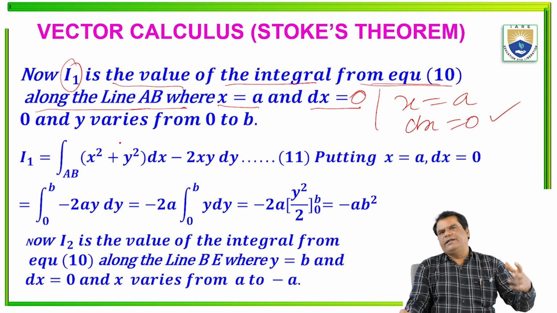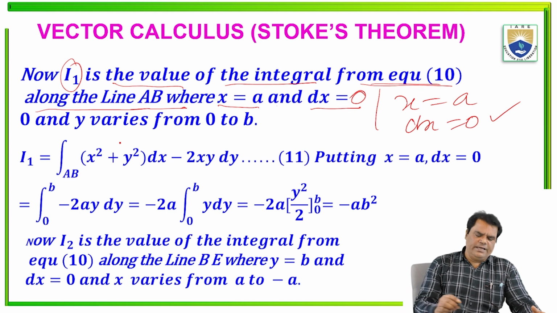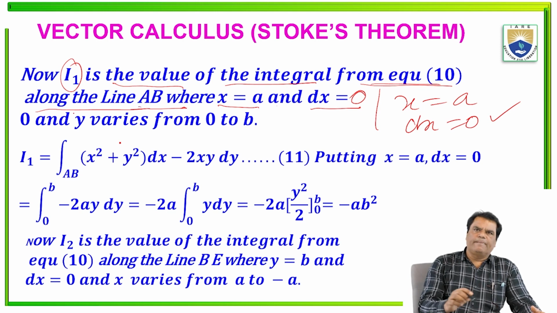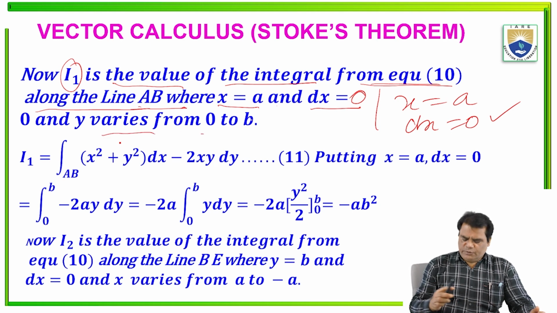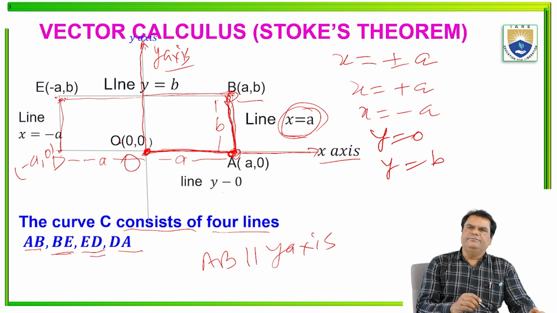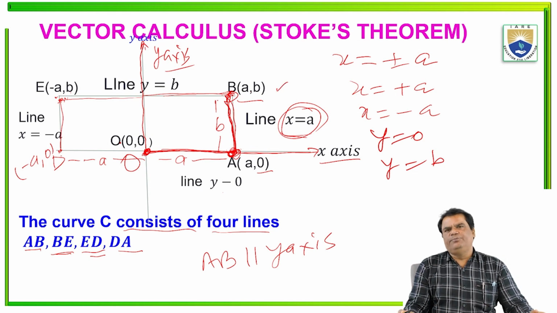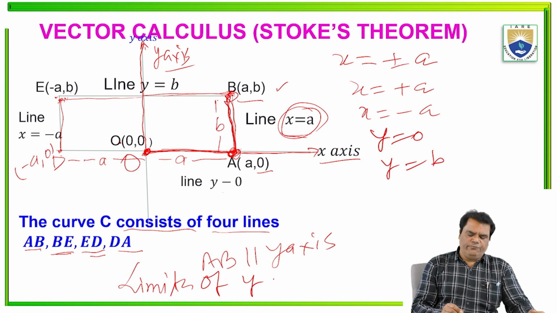When we are calculating the value of the integral along A to B, y varies from 0 to b. Y starts from 0 at A and goes to b at B. So the value at A of y is 0, the value at B of y is b. So the limits of y are from 0 to y equal to b.